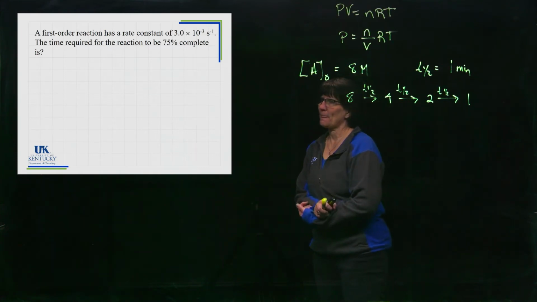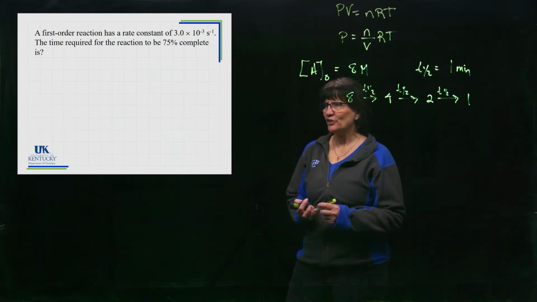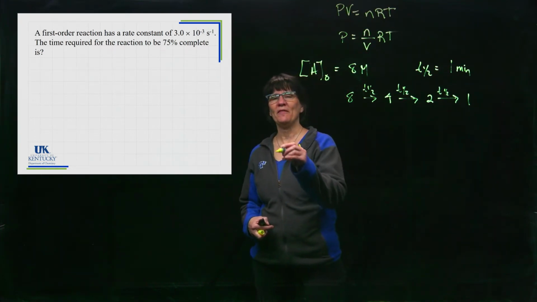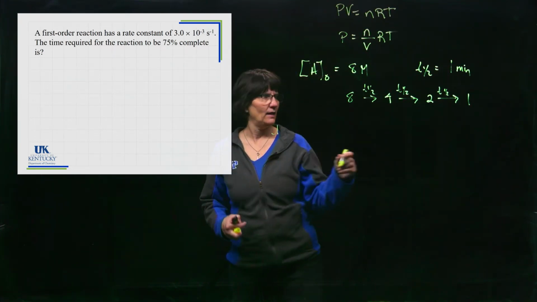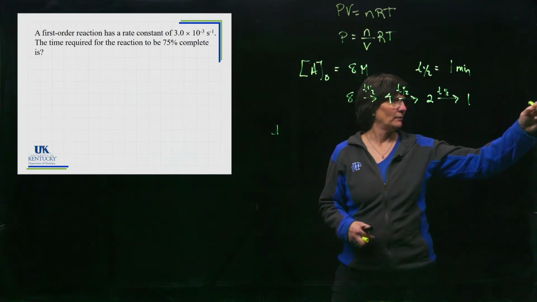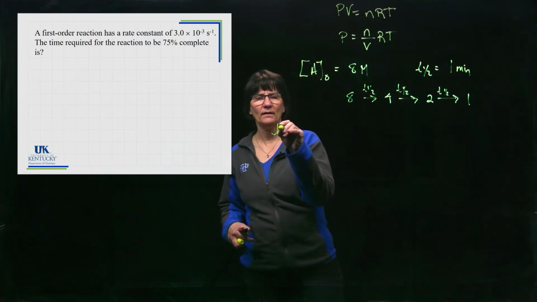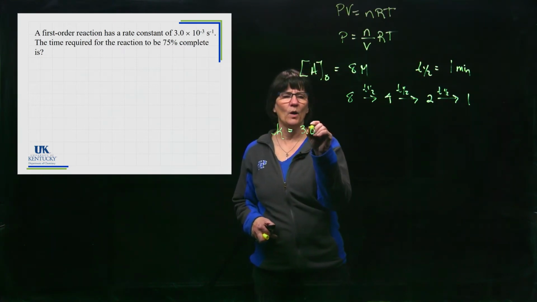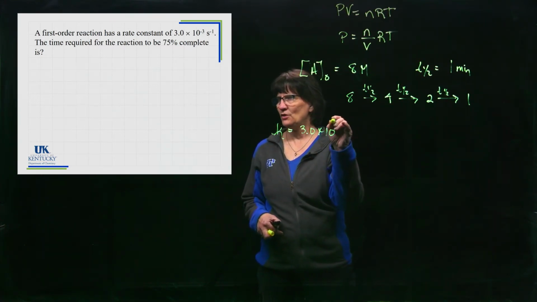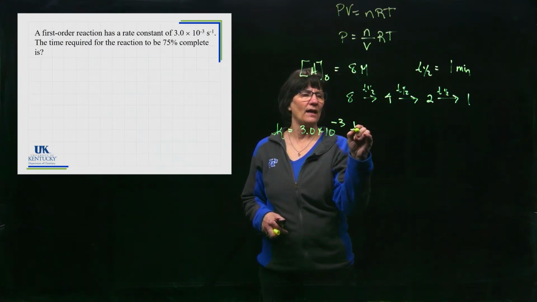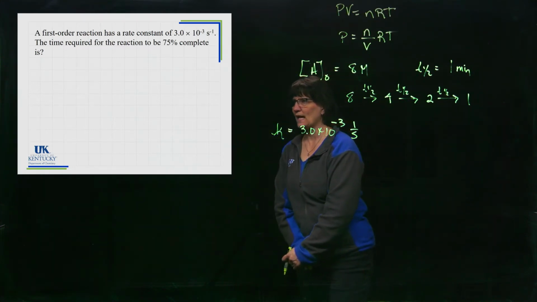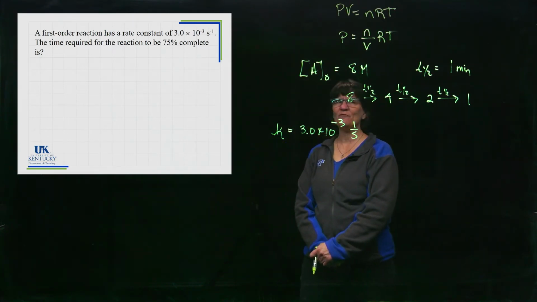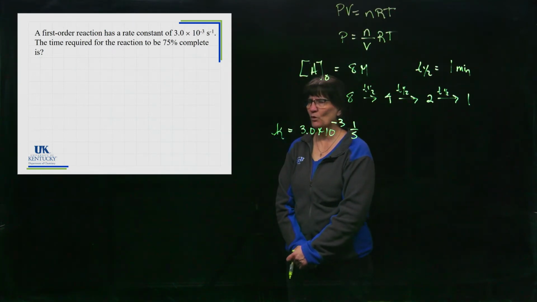All right, let's look at this problem. First order reaction. It tells me what the rate constant is, okay? So in this problem, they're not giving me the half-life, they're giving me K. All right, so K is equal to 3.0 times 10 to the minus 3, and that's seconds to the minus 1, or 1 over seconds. It wants to know the time required for the reaction to be 75% complete, okay?